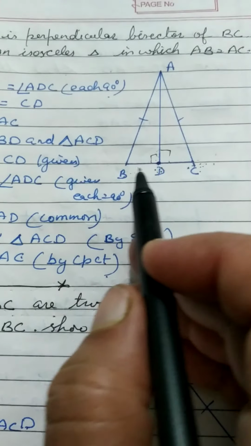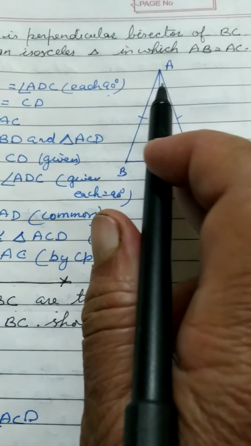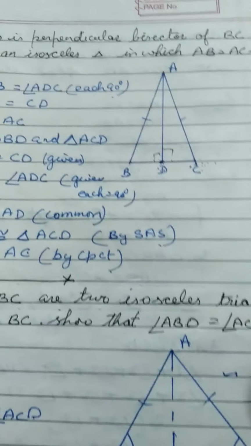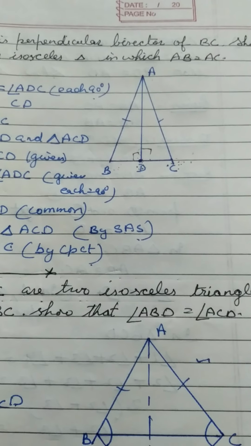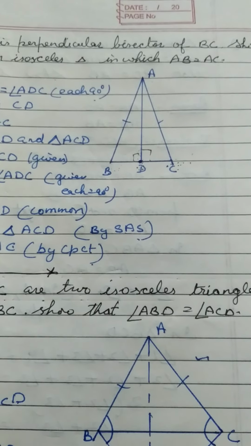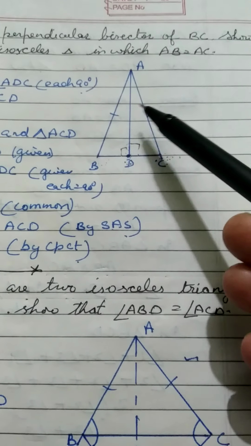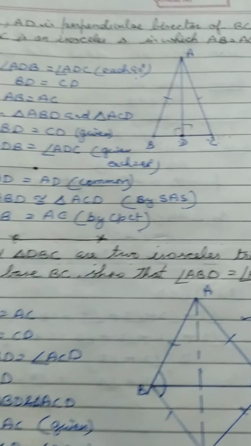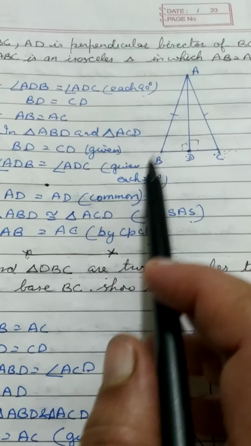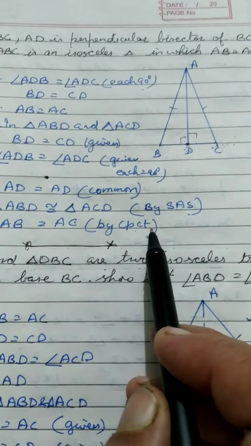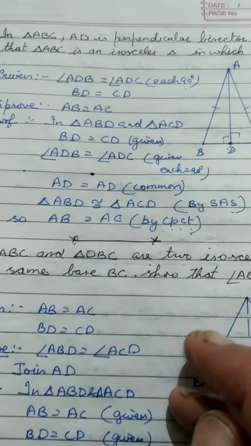See, it is in cyclic order. First side BD, then the angle, and then the side. Means the side angle side criterion shows that triangle ABD is congruent to triangle ACD. Now if two triangles are congruent, then their corresponding parts are equal. It means that AB is equal to AC by SAS rule, and AB is equal to AC we get by CPCT. What is CPCT? CPCT means corresponding parts of congruent triangles.